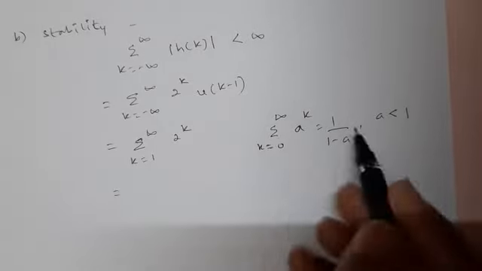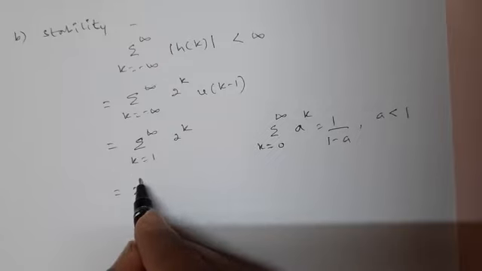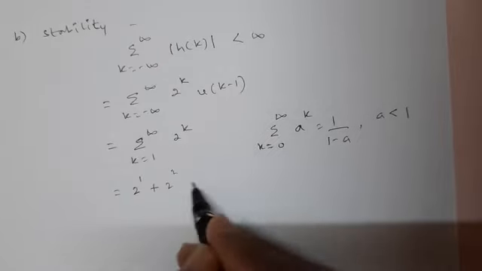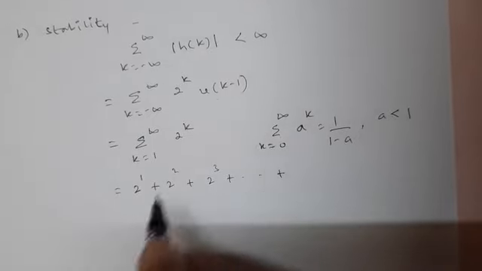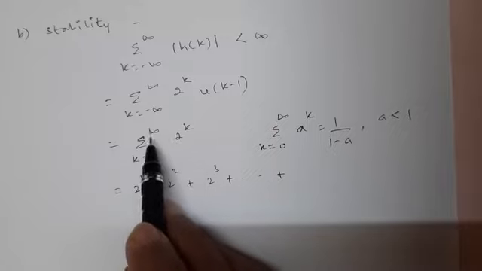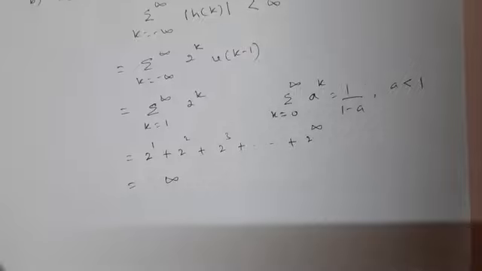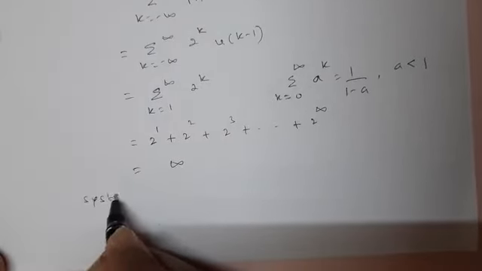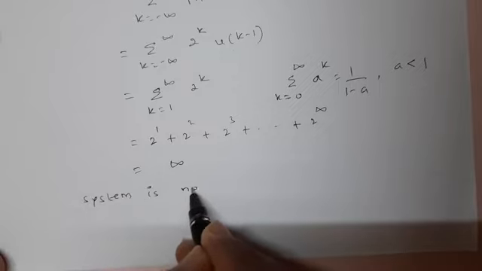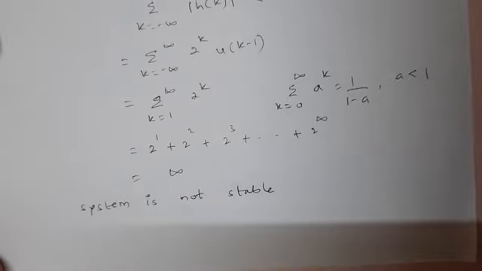So go ahead with the summation, putting in the values: k equal to 1, 2 to the power 1, plus k equal to 2, 2 to the power 2, 2 to the power 3, and so on. Up to k equal to infinity, 2 to the power infinity is infinity, and hence it is not less than infinity, it is equal to infinity. The system is not stable. This is how you find the stability and causality.